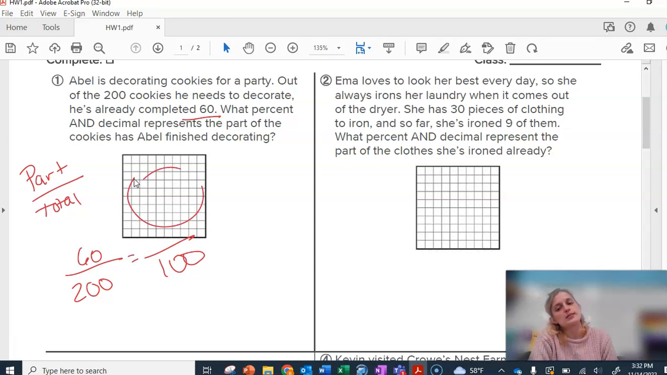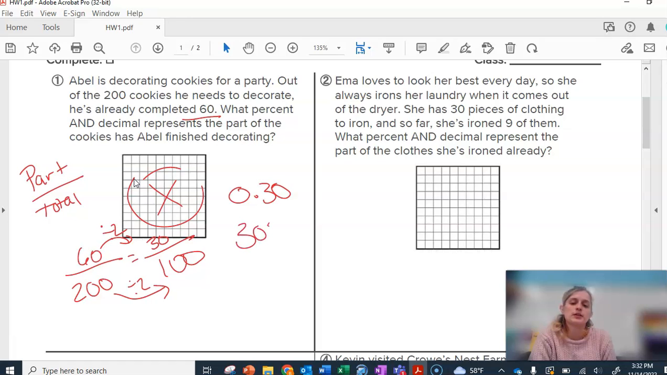Now we want to make that a decimal and a percent, both of which should be out of hundreds. This is optional space. I'm not really going to use it. I like a proportion better. 200 to 100, we're going to divide by 2. 60 divided by 2, that's 30. So our decimal would be 30 hundredths, and our percent would be 30%.